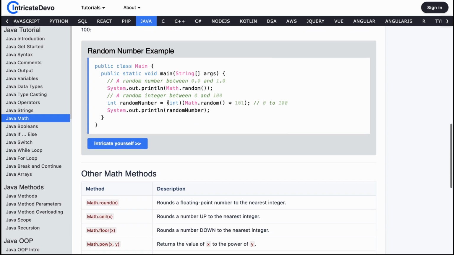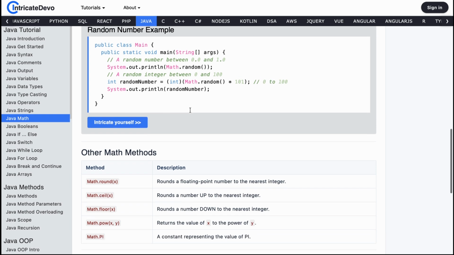So how do you get a normal random integer, say between 0 and 100? You have to do a little math of your own. You multiply Math.random by 101. And then you cast it to an integer using int in parentheses. That clips off the decimal and gives you a perfect whole number from 0 to 100.